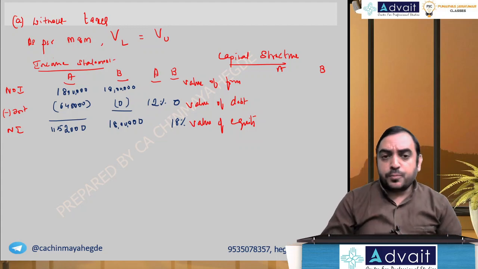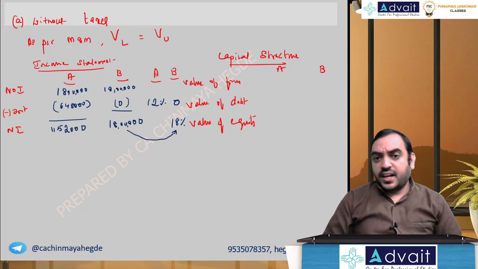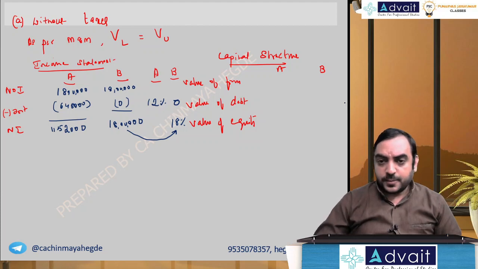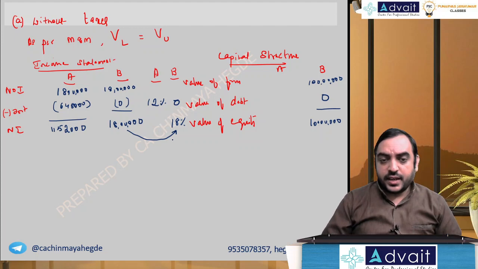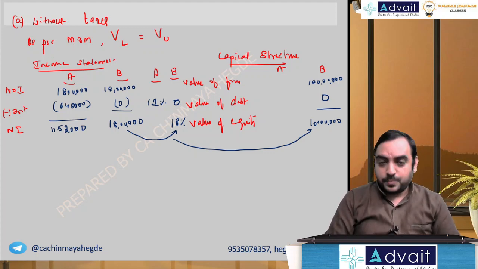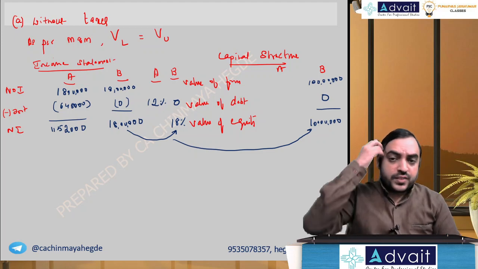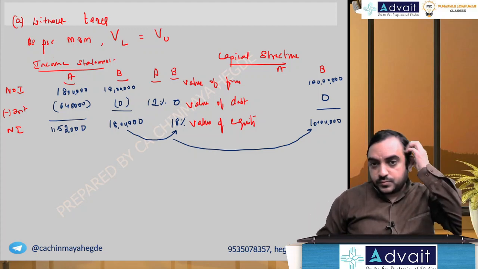Okay. I think we can compute the B company first. 18 lakh divided by 18% value of equity. 100 lakhs, I think. Value of debt is 0. So value of equity is also 100 lakhs. 18 lakh by 18%. That's how we got 100 lakhs. Debt is not there for B. Unlevered firm. No debt. So value of the firm is 100 lakh. So company B is completed. Value of the firm we calculated.